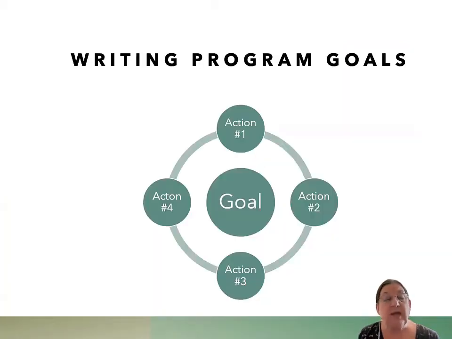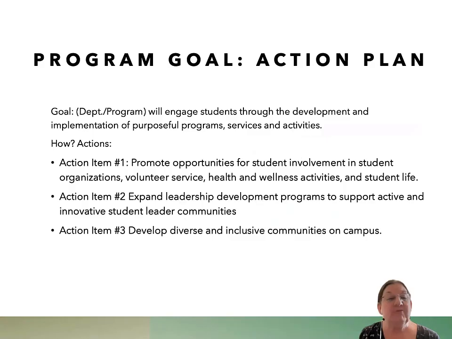So all goals have action plans. You might have 1, 2, 3, or 4 action plans. You might have more. You probably should have more than one. You should have at least 2. You may have more. So let's look at our first example goal. Our first example was: your department or program will engage students through the development and implementation of purposeful programs, services, and activities. How are we going to do that?